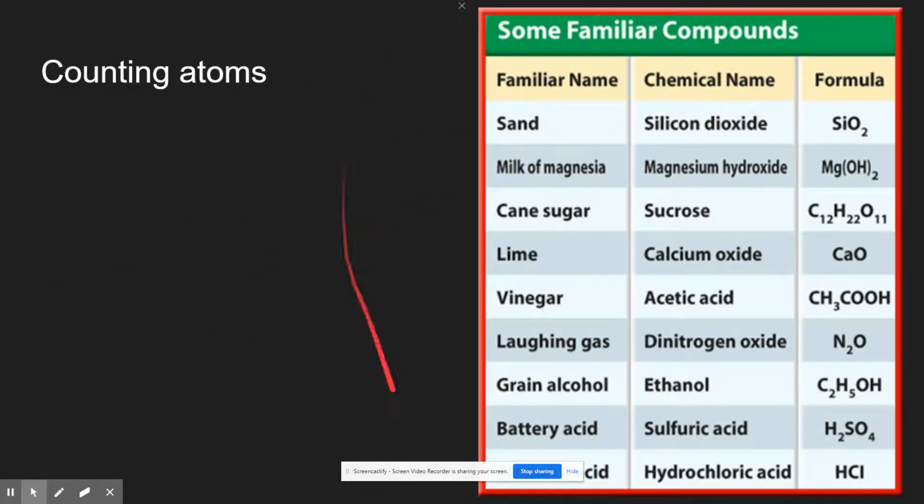All right. And so one of the things we're going to get into, because this is going to be really helpful for the next unit, is to talk about how to count atoms. We're going to be balancing chemical equations next, and so we have to understand how to count atoms. The best way to do that, so if we take sand, this is where it helps, by the way, to know the names of things.